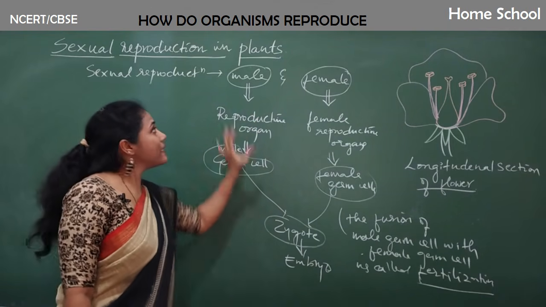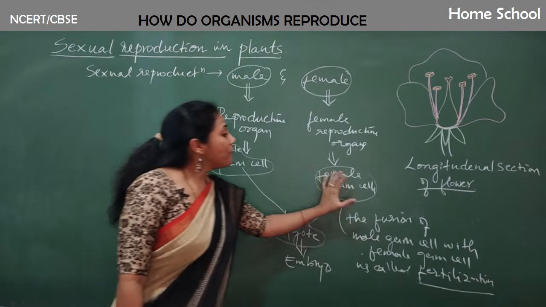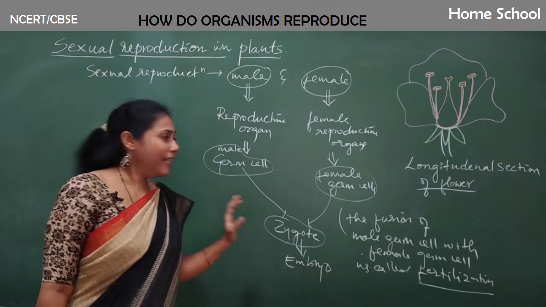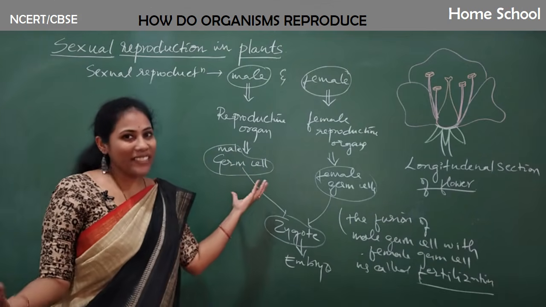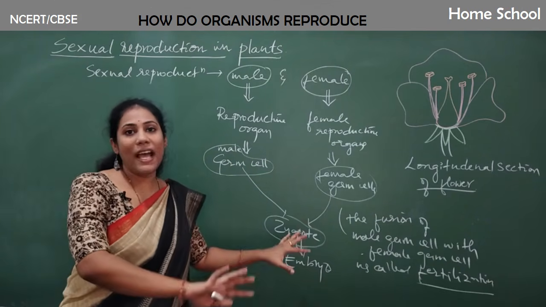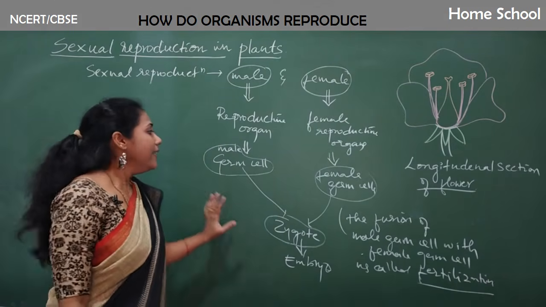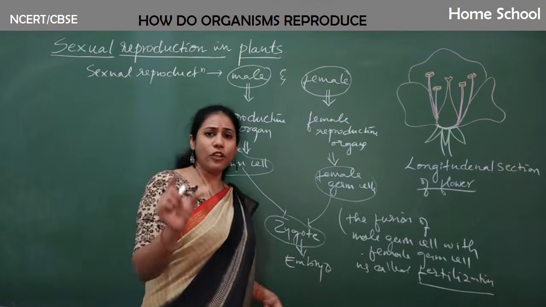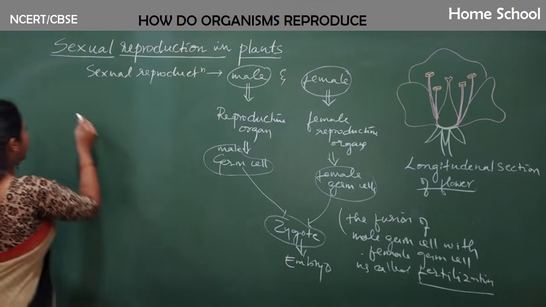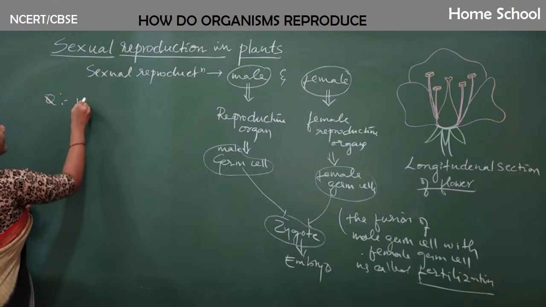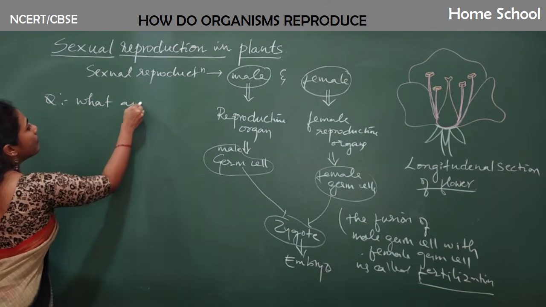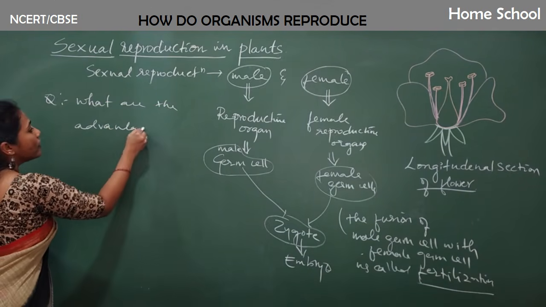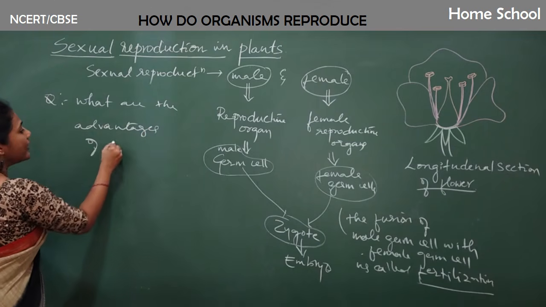Male germ cells are present in male reproductive organ. Female germ cells are present in female reproductive organ. Okay, and these germ cells are called by special names in case of plants as well as animals. Okay, anyway, so this is the basic idea. And the next question that I will put for you is, what are the advantages? What are the advantages of sexual reproduction?